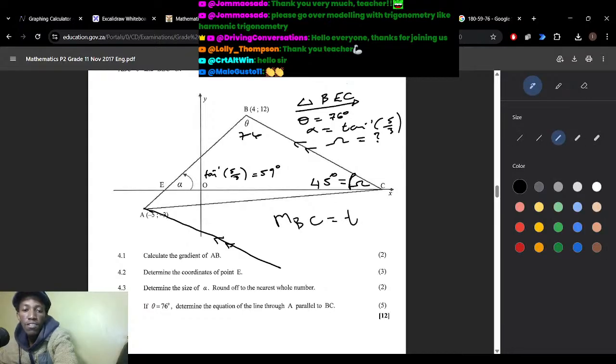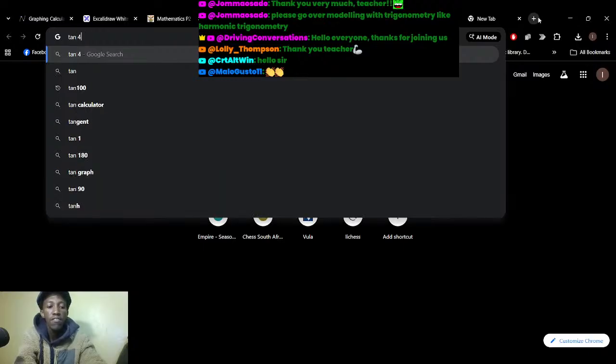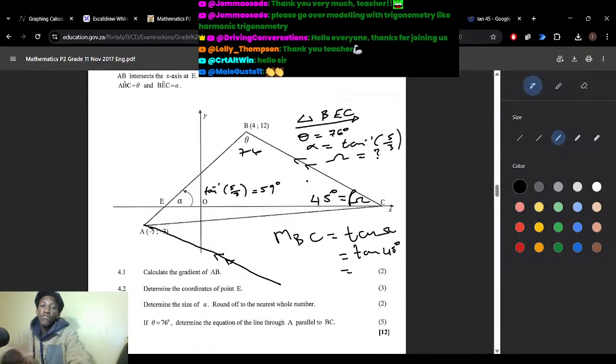Gradient of BC, we know that it's tan of omega, tan of 45 degrees. What is it? Probably half or something. Tan 45 is 1, yeah, it's actually equal to 1. So this line's gradient is equal to 1. Therefore the gradient of this line is also equal to 1.